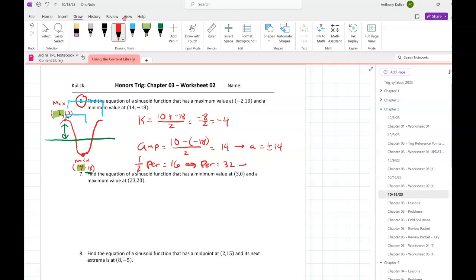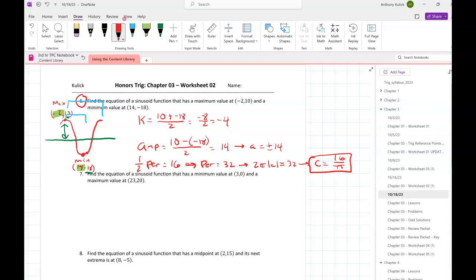And I know a period is 2 pi over the absolute value of c. So if I divide both sides by 2, I get 16 over pi. And I'll choose that to be c, to be positive.